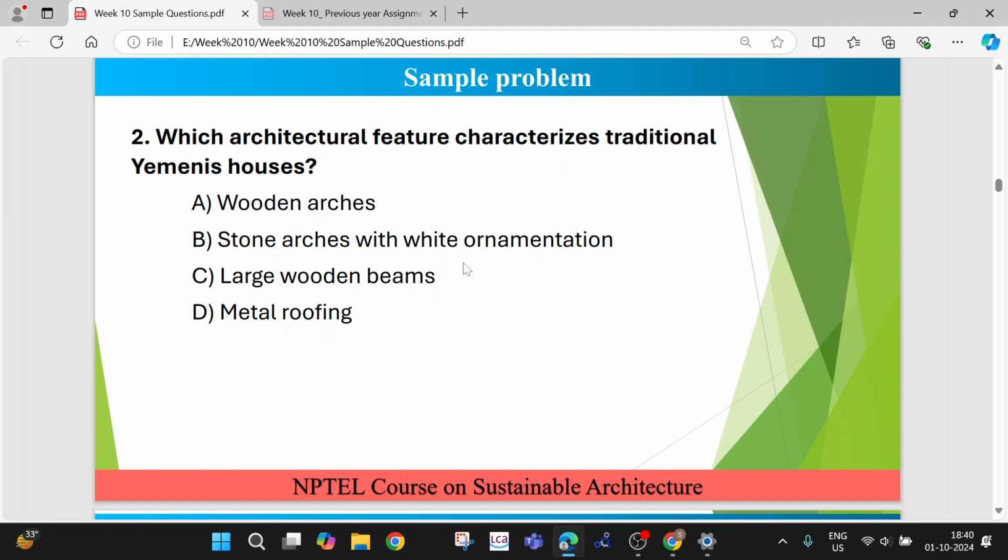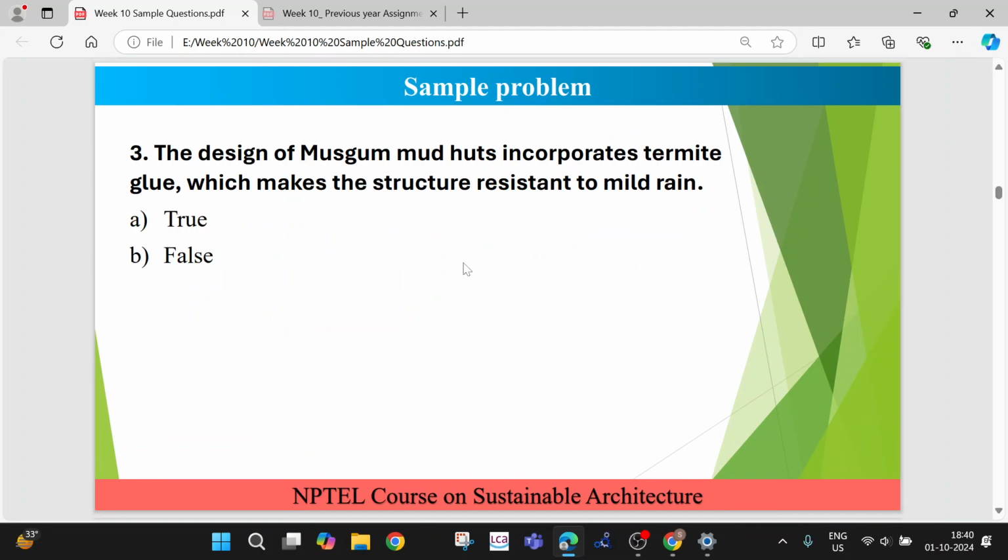Fine. Let me open the third question. Here is the third question. The design of the Muslim mud hut incorporates termite glue, which makes the structure resistant to mild rain. So discussion about this termite glue was also done. So based on that, you can answer this question as well. That was used for waterproofing huts and protecting them from rain. So whether question number three is true or false.